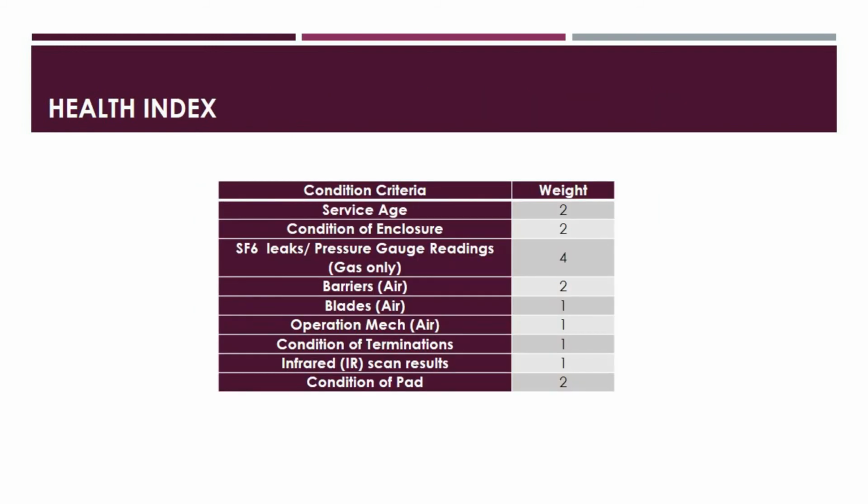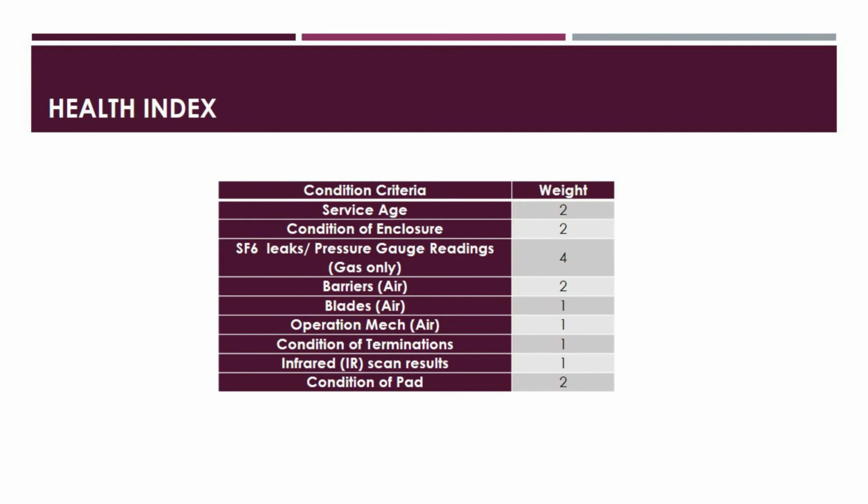So now let us look at the health index weights. As you can see here, one thing that is of utter importance, and this is only for gas insulated switchgear, is the SF6 leaks, the pressure gauge readings. So we assigned it really high importance, a weight of 4.